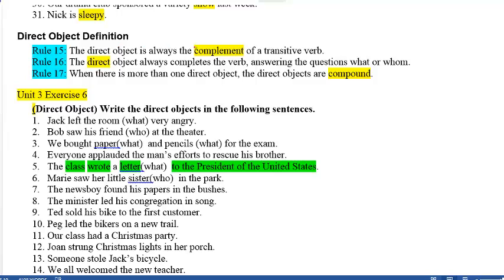The direct object is always the complement of a transitive verb. You've had plenty of exercise dealing with complements at this point. You should be very familiar with them. If you're not, then you should be. The direct object always completes the verb, answering the question what or whom. And remember, there can always be more than one. And if there's more than one direct object, they are said to be compound.